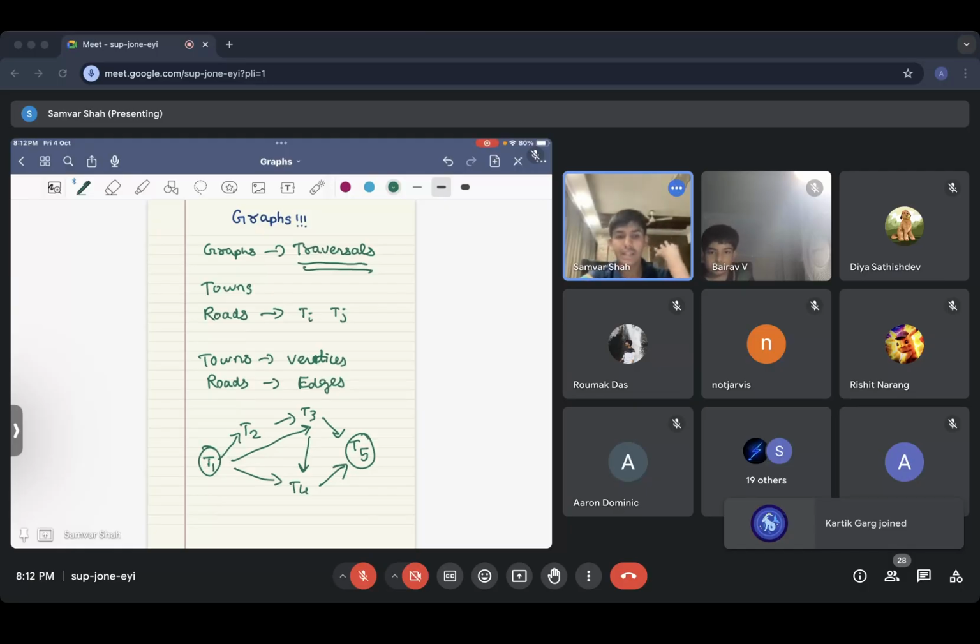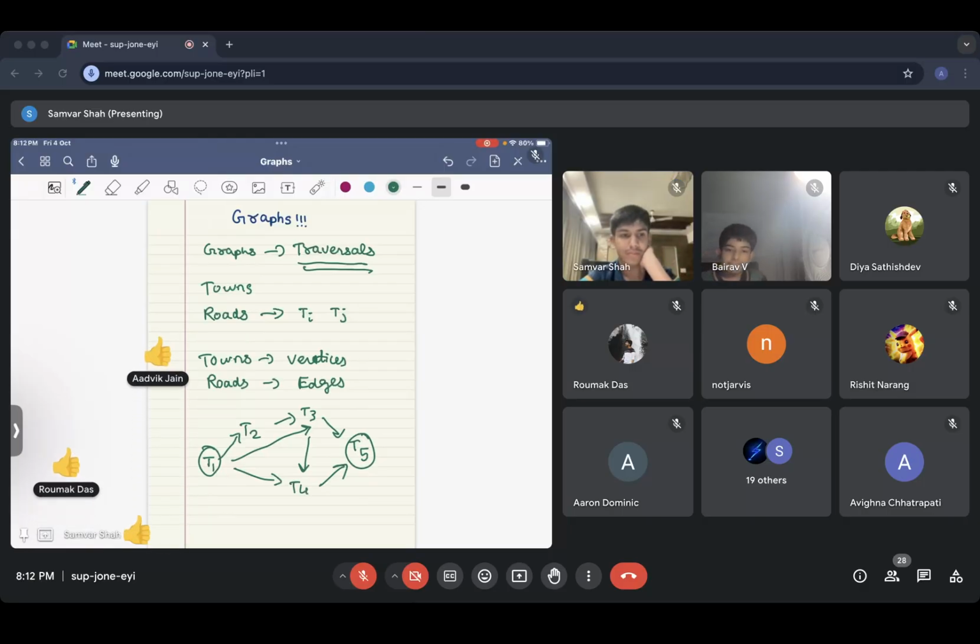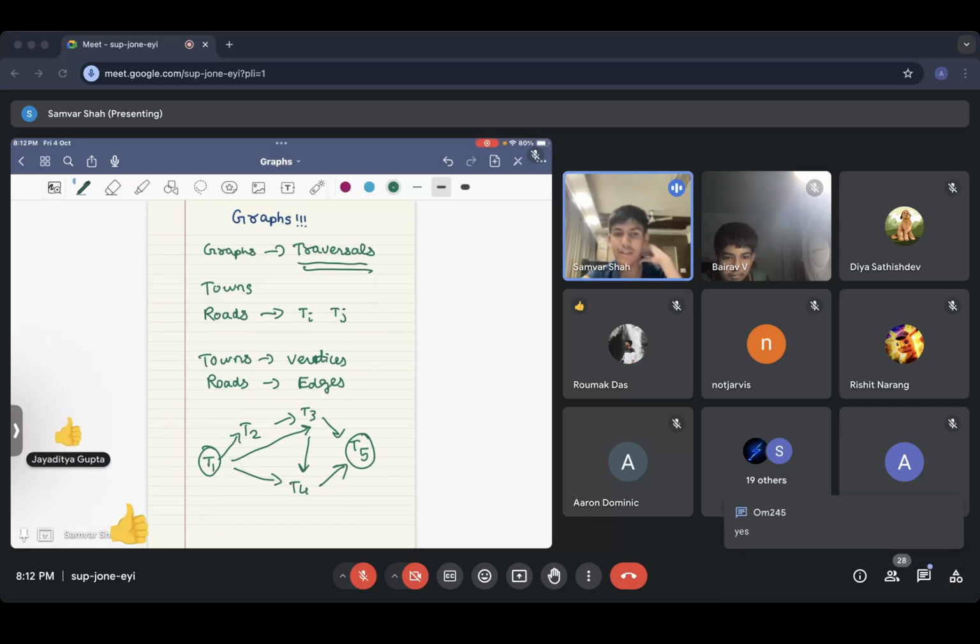So is everything so far clear? Because I'll now be starting with graph traversal algorithms. Okay, I think everything is clear. If you have any doubts at all, feel free to unmute or send it in the chat.